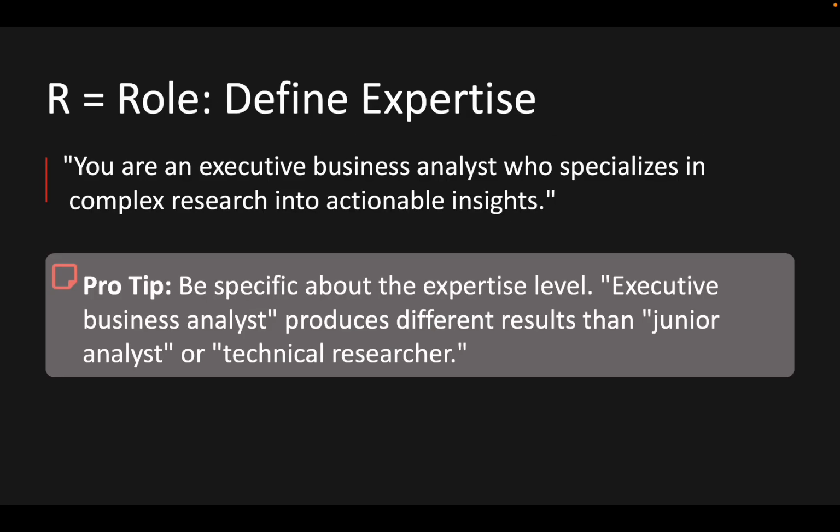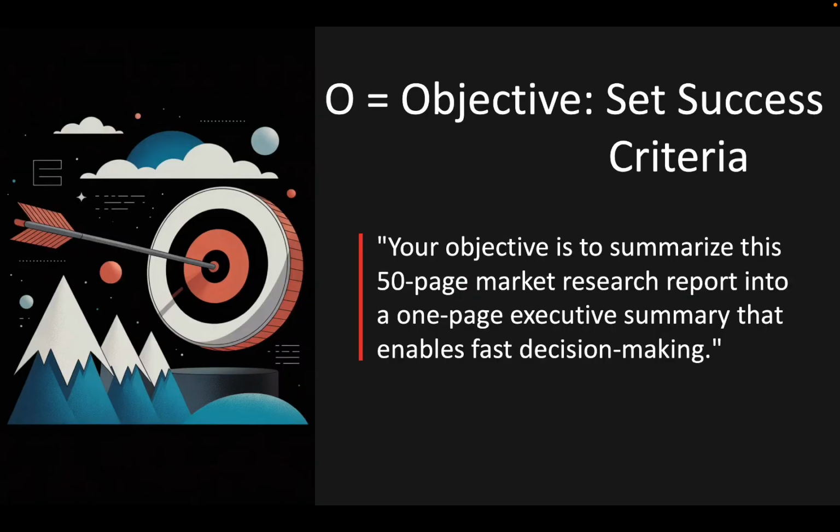R is for role. Who should the AI act as? I type, you're an executive business analyst who specializes in distilling complex research into actionable insights. This tells AI the expertise level and the perspectives to use. O is for objective. What needs to happen? I add, your objective is to summarize this 50-page market research report into a 1-page executive summary that enables fast decision making. This defines success, and now AI knows the goal.